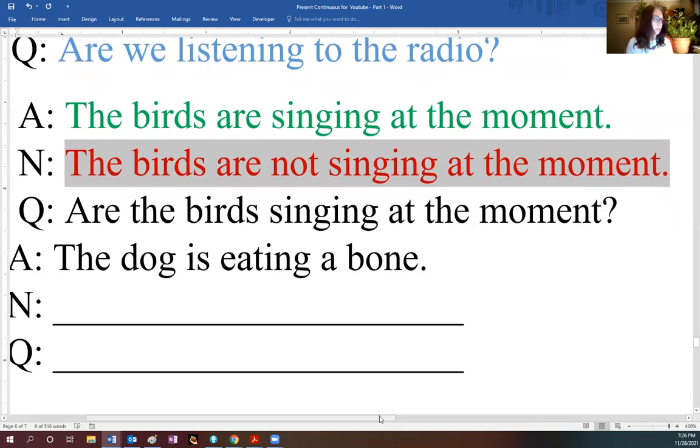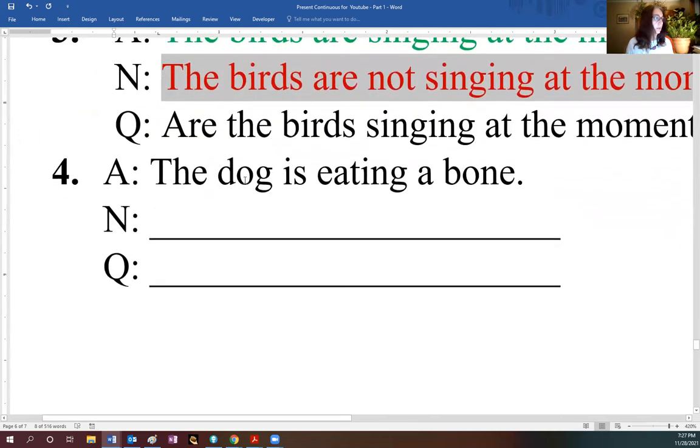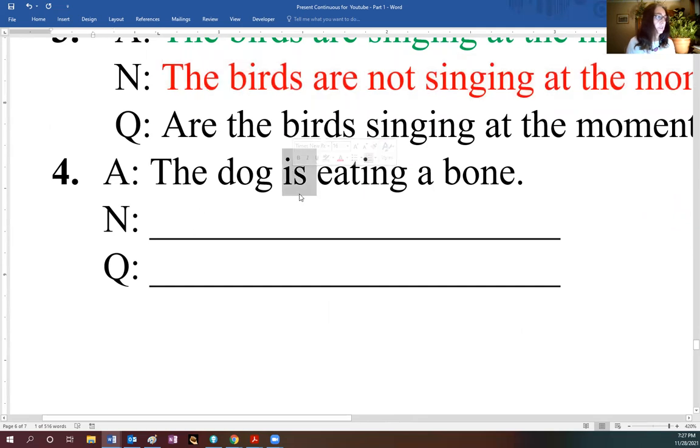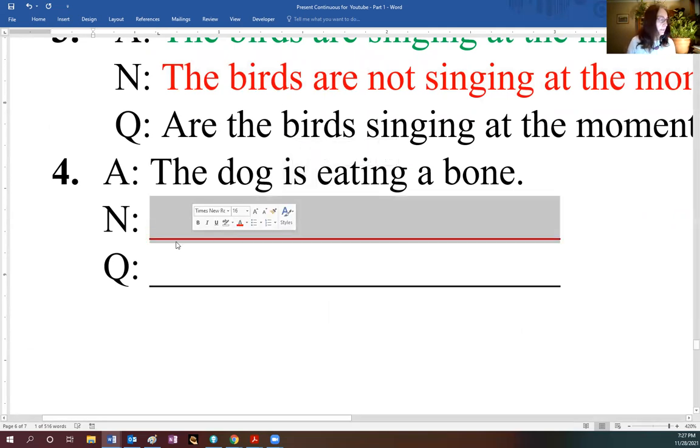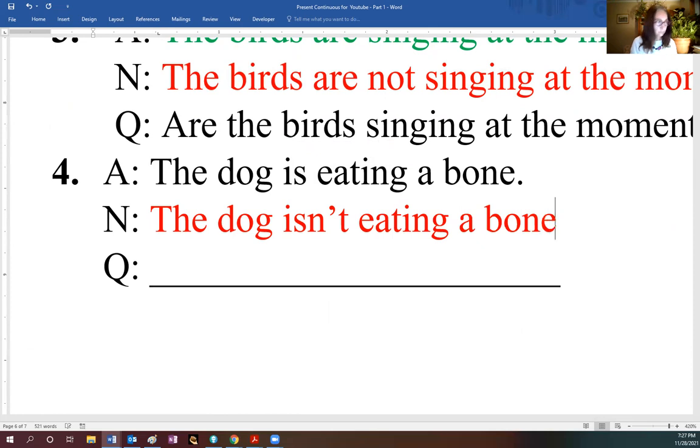We have one more exercise for you, which is the dog is eating a bone. Okay, negative sentence will be very easy. What do we do after the verb to be? We put the not. So let's use the short form right now. Okay, let's see. The dog isn't eating a bone.